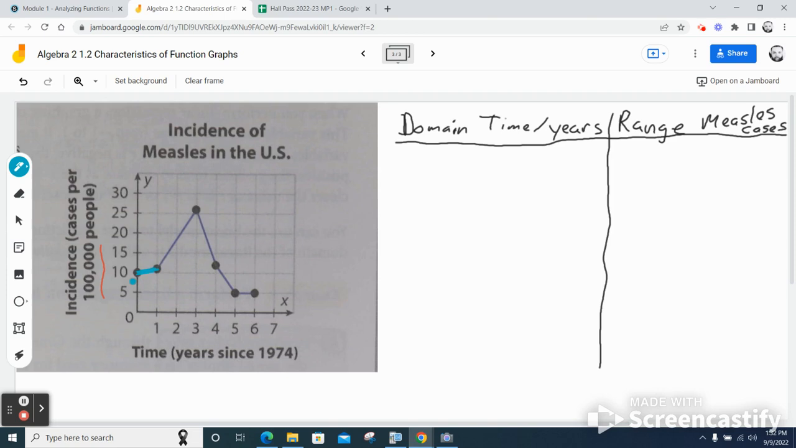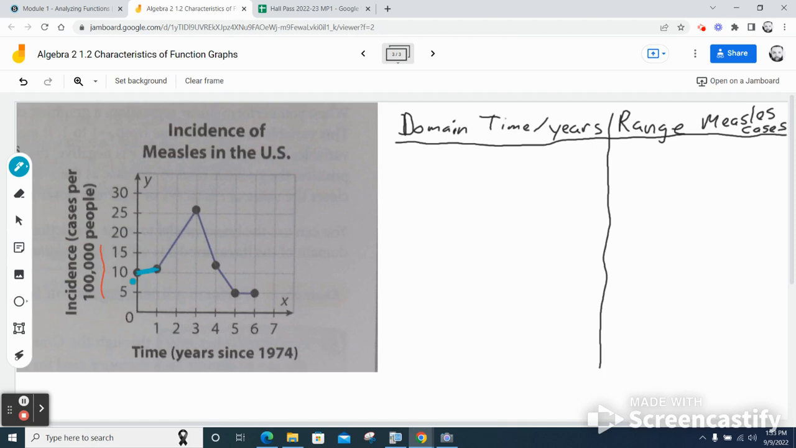Now, I am going to read the context. So this is what it says in your textbook. You can read along quietly to yourself if you want, but on page 15 it says, the incidence of a disease is the rate at which the disease occurs in a population. It is calculated by dividing the number of new cases of the disease in a given time period, typically a year, by the size of the population. To avoid small decimal numbers, the rate is often expressed in large terms of people rather than a single person, i.e. 100,000 people. From 1974 to 1980, there were drastic fluctuations in incidence of measles in the United States.